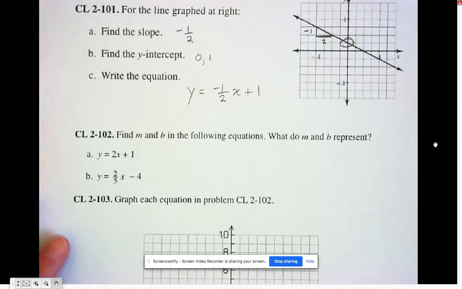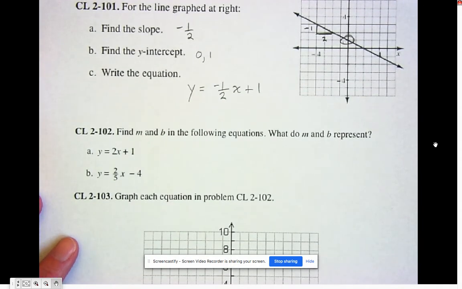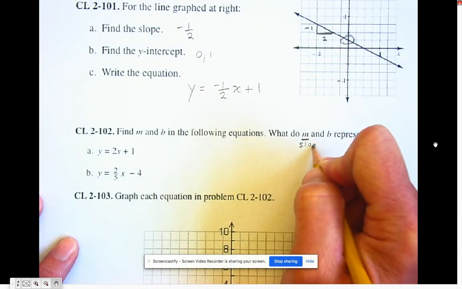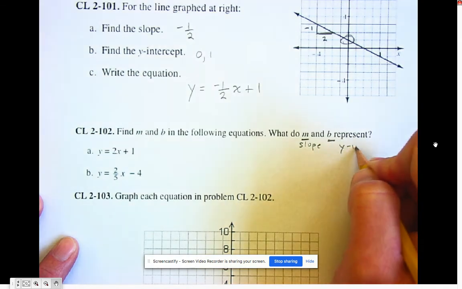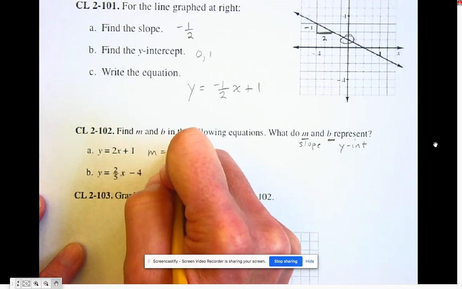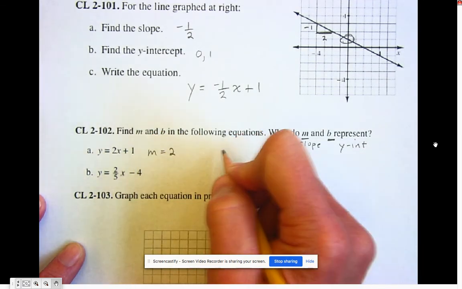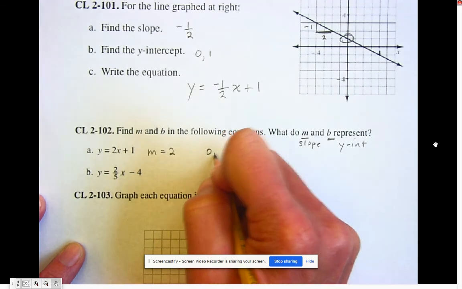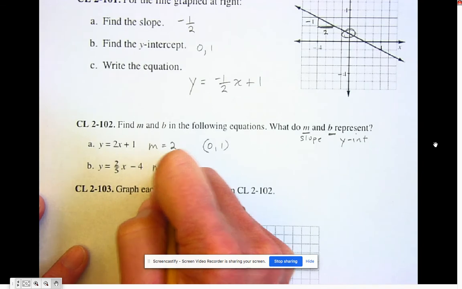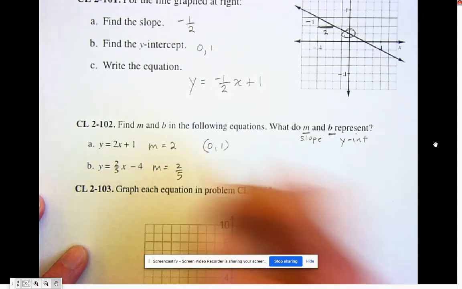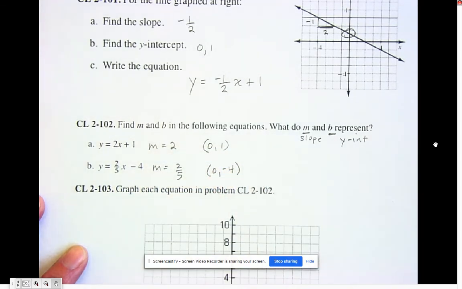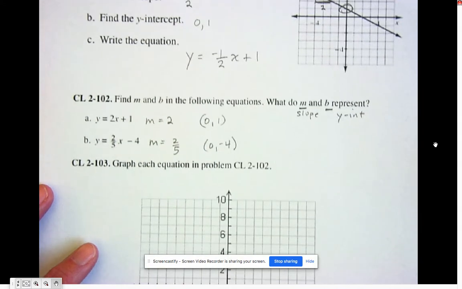All right, 102 says find m and b in the following equations. What do m and b represent? Okay, m is the slope and b is the y-intercept. So the slope for this one, our m value, is 2, our y-intercept is (0, 1). Okay, so for this one, our slope, our m value, is 2/5, and our y-intercept is at (0, -4).